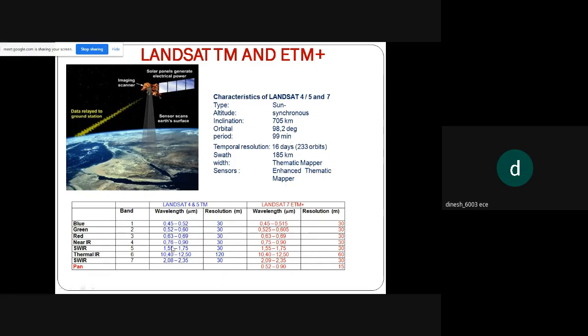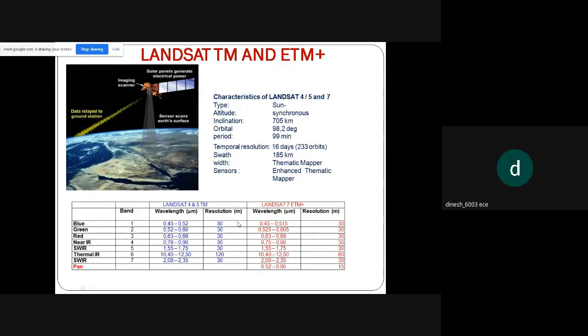So that is being listed here. You can see at the bottom: blue band 1, green band 2, red band 3, near infrared 4, shortwave infrared 5, thermal infrared 6, shortwave infrared second part is 7, and we have the extended panchromatic band. So this pan is present only in the ETM plus, Landsat 7. In Landsat 4 and 5 we have only the other bands.